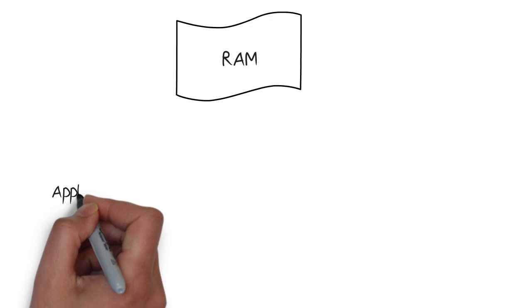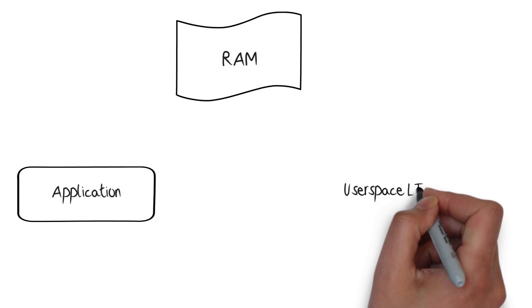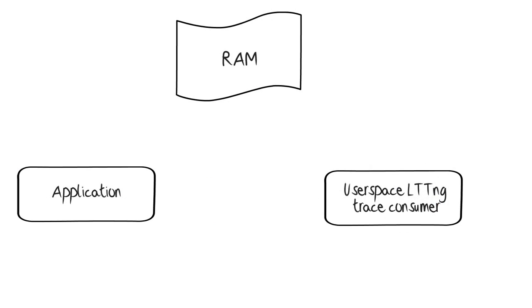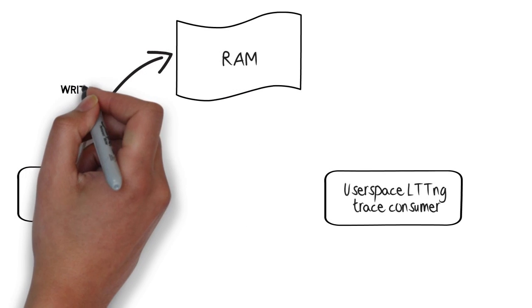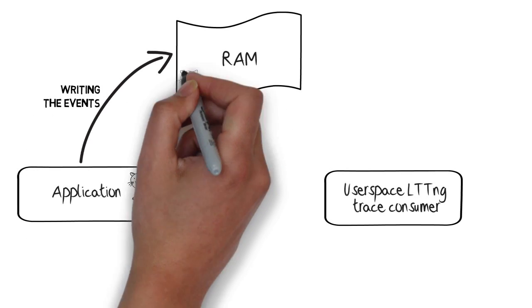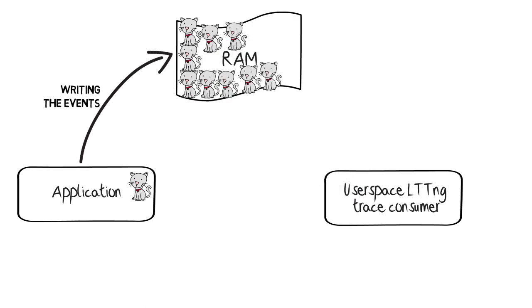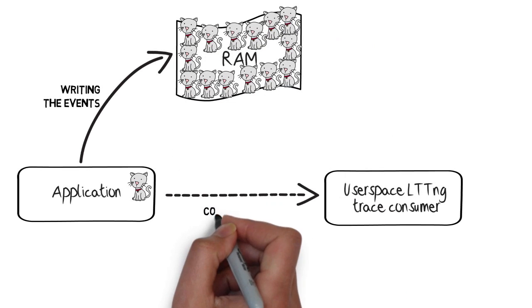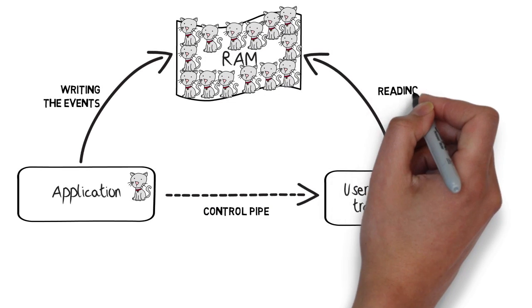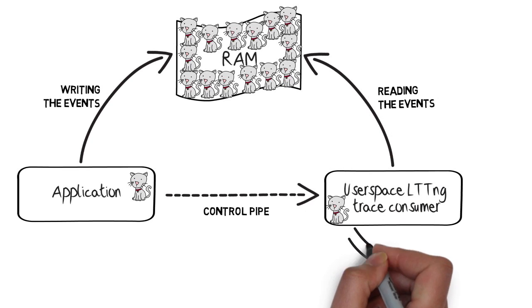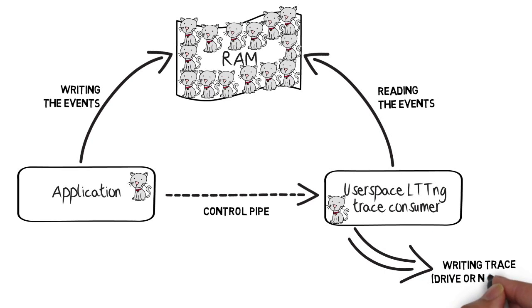To understand a little bit more how a tracer works, let's look at lttng-UST. We use three elements: the random access memory, the application, and the consumer. Consider that our application has a trace point cat. Each time we reach this trace point, a cat event will be stored in the buffer. And when the buffer is full, the application will contact the consumer via a control pipe to ask it to empty the buffer and save the events in the trace.